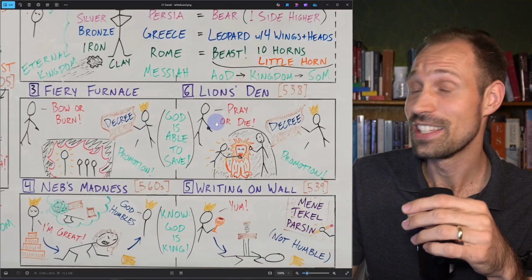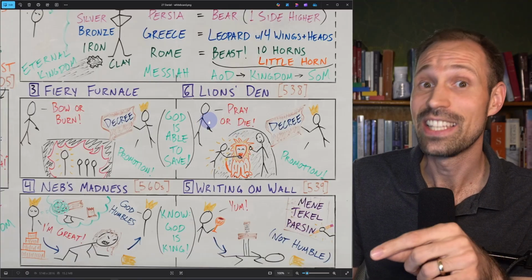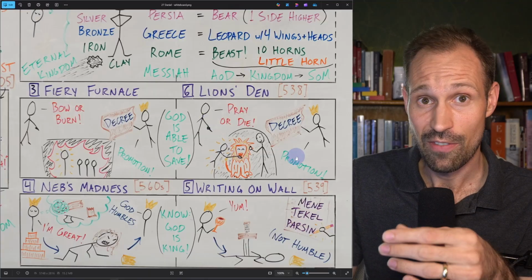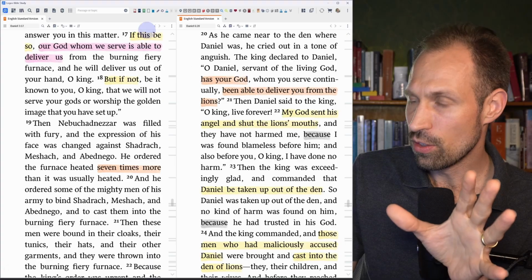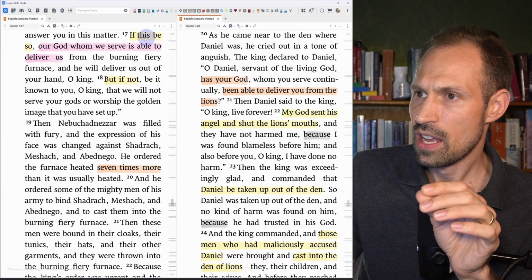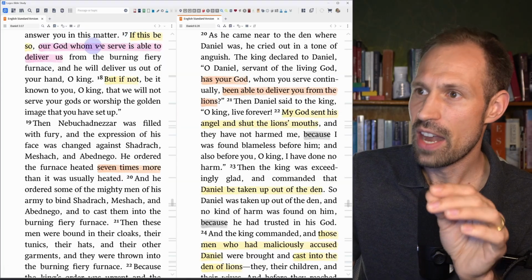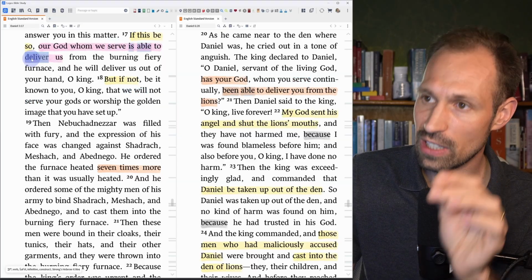In chapter 6, Daniel is thrown into a lion's den because he refuses to pray. However, he is saved by an angel who closes the mouth of the lion, and after he is released, he is given a promotion. But look how meticulously the author of Daniel has crafted these narratives. I got Daniel 3 on the left and Daniel 6 on the right. Look what Shadrach, Meshach, and Abednego tell Nebuchadnezzar. They say that our God whom we serve is able to deliver us.